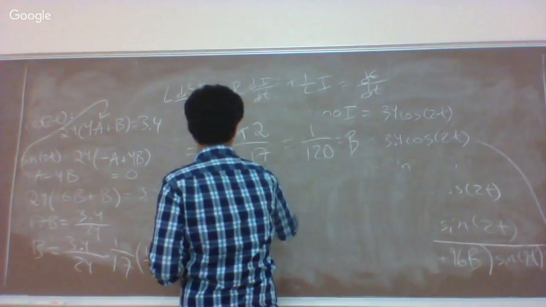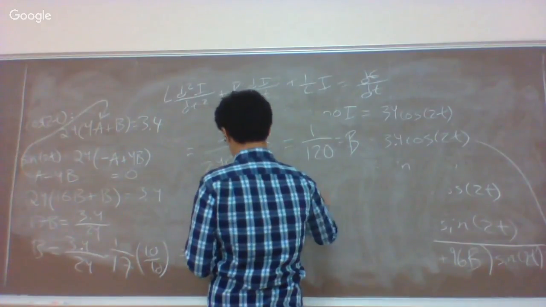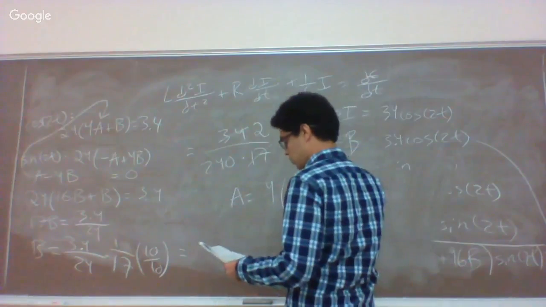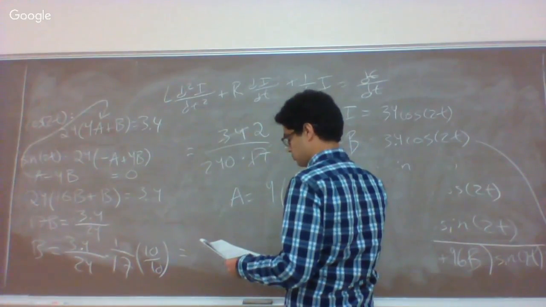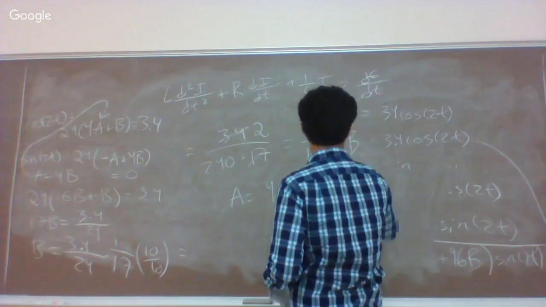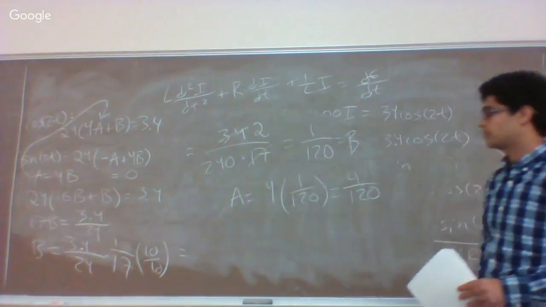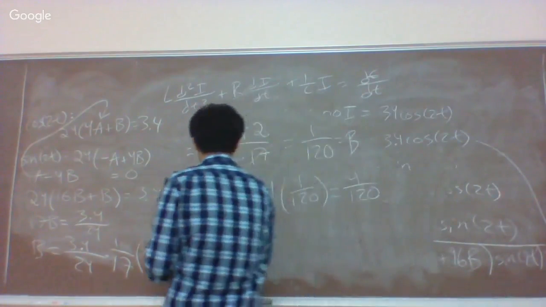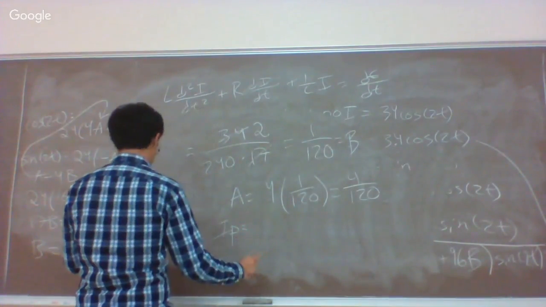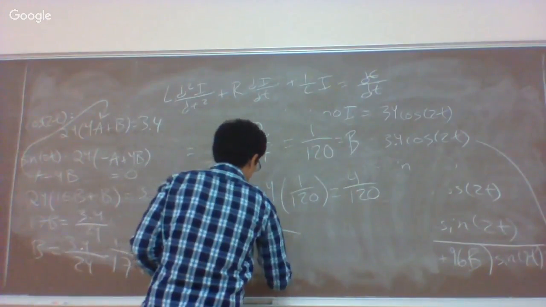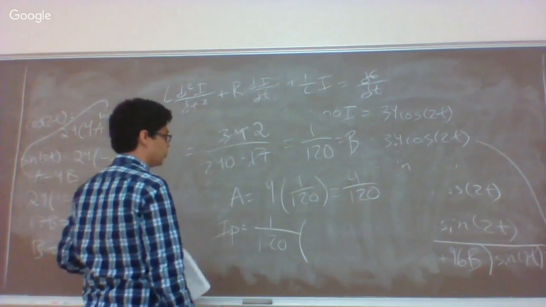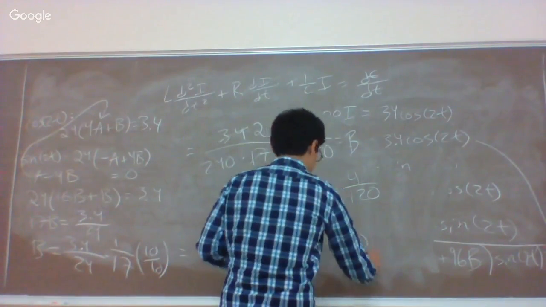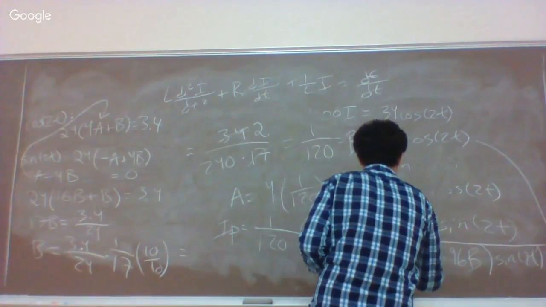A value is 4 times 1 over 120. So we can keep that. Okay. And in our final solution, and you don't need to have it like this, but we can actually have 1 over 120 outside times the quantity 4 cosine of 2t plus sine of 2t.